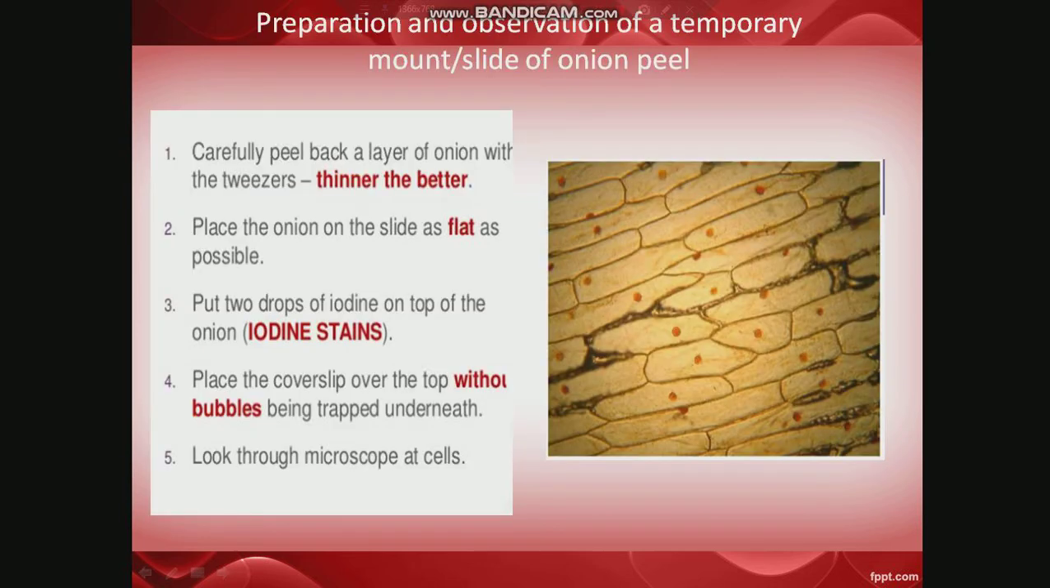And now let us discuss one of the activities which we are going to perform in the laboratory. It is the preparation and observation of a temporary mount or slide of an onion peel.